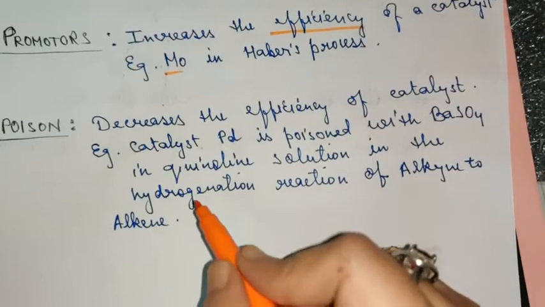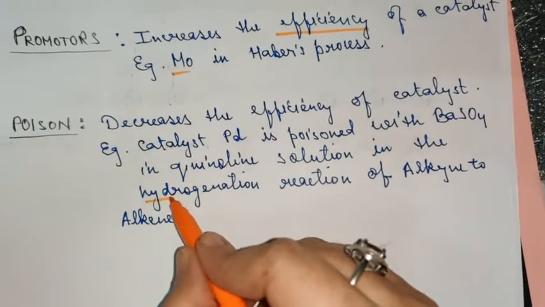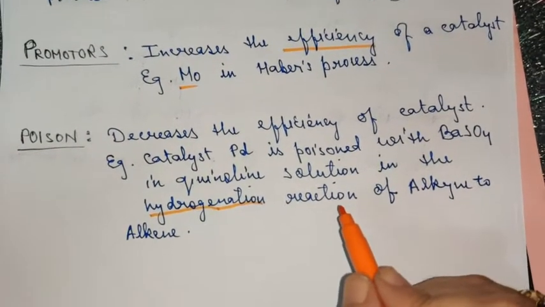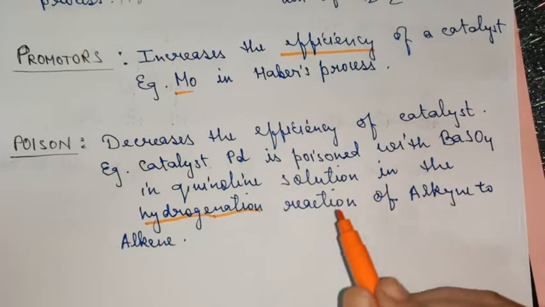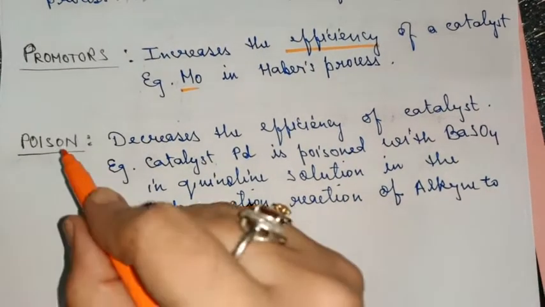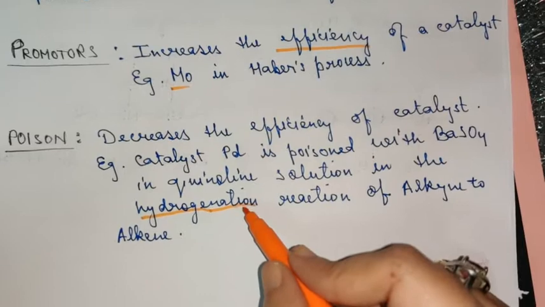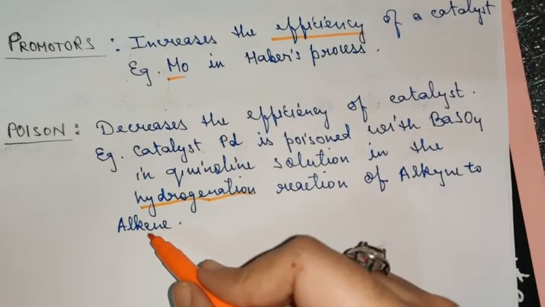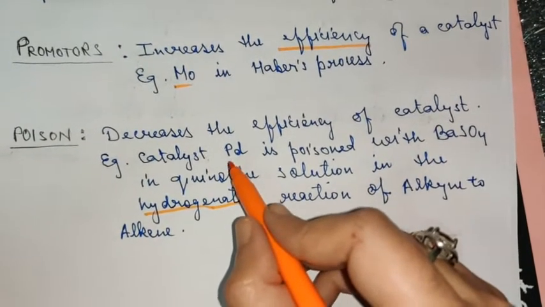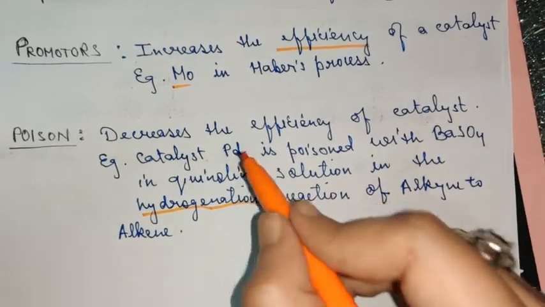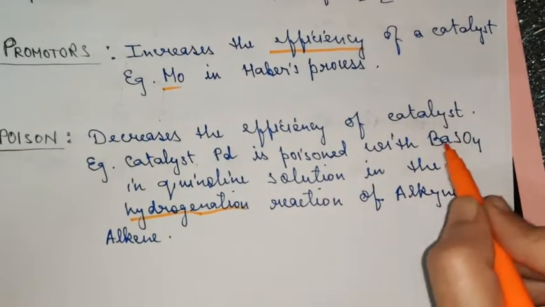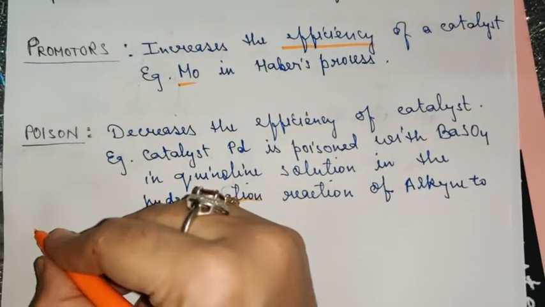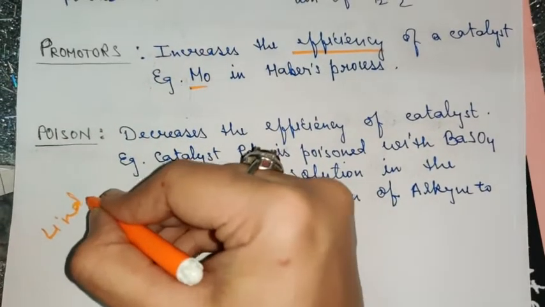One of the examples is during the hydrogenation reaction. Hydrogenation means addition of hydrogen to unsaturated hydrocarbon in the presence of nickel, palladium, platinum as catalyst. So poison is being used in the hydrogenation reaction of alkyne to alkene. Okay, now what is the poison that we are using here? The catalyst used is palladium and it is poisoned with barium sulfate in quinoline. It is also known as Lindlar's catalyst.